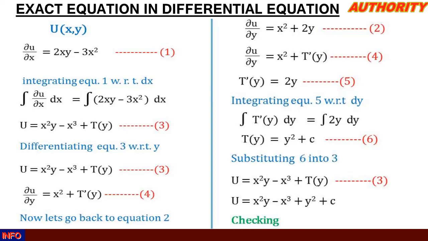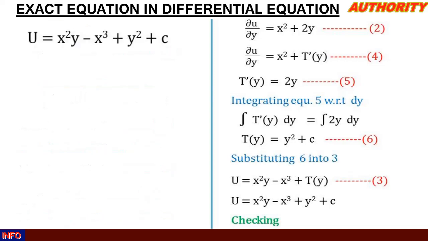Let's differentiate this partially with respect to x and with respect to y. Let's see whether it's going to give us the equations that we have in equation 1 and equation 2. Now here we have u is equal to x squared y minus x cubed plus y squared plus c. Let's differentiate this u partially with respect to x.